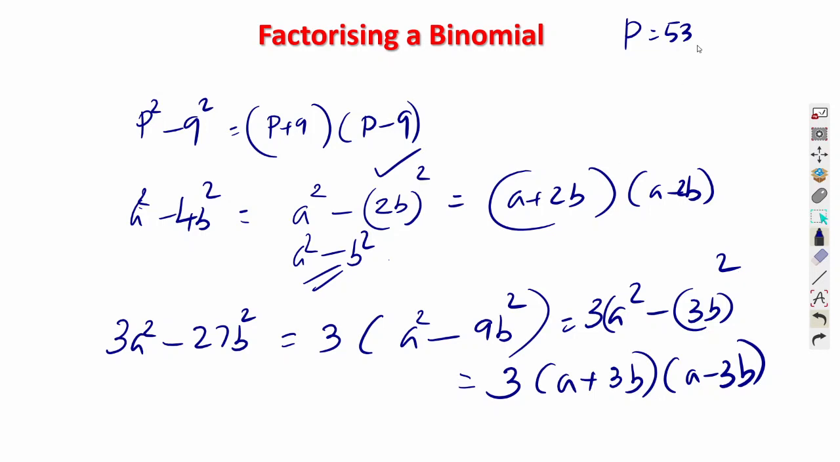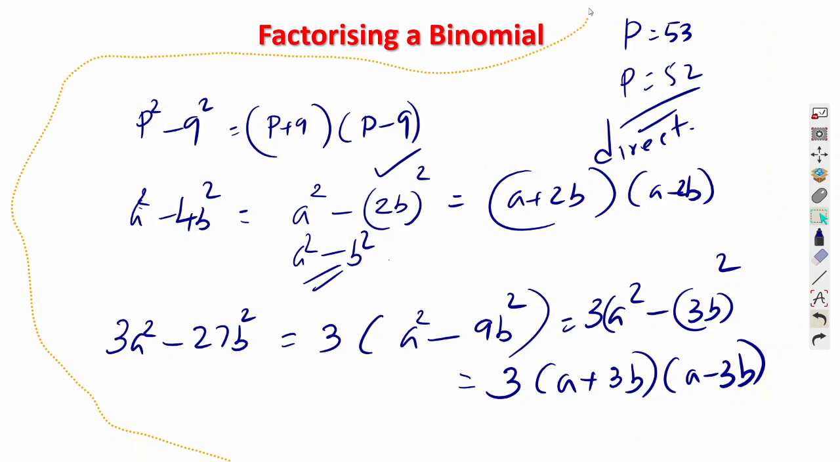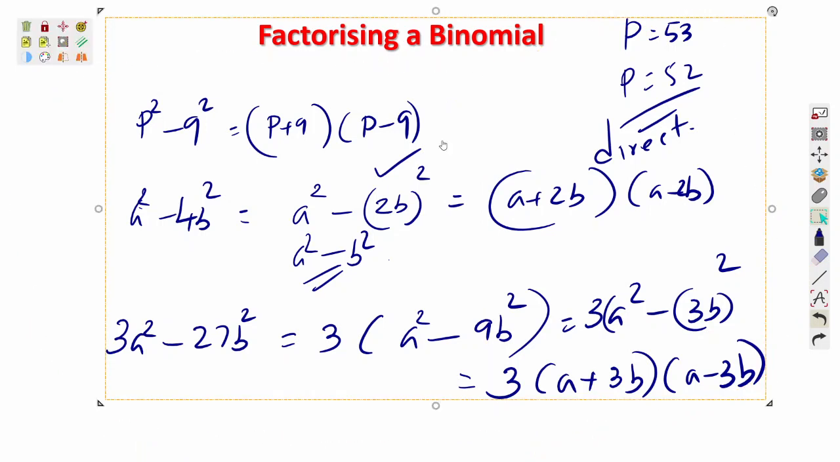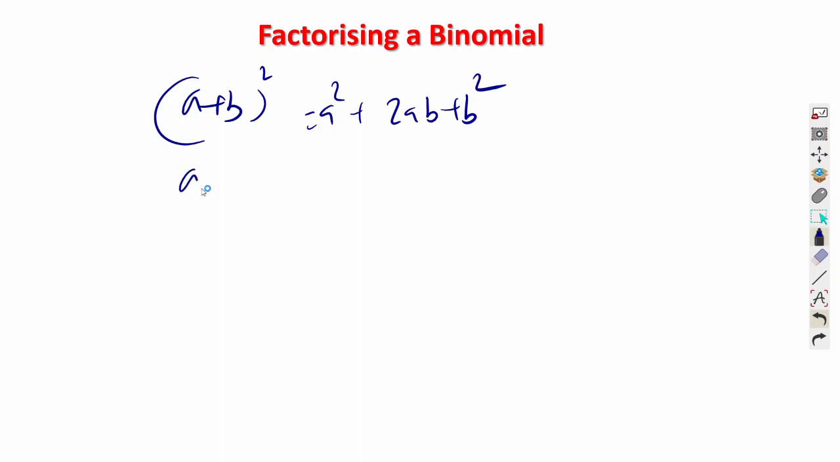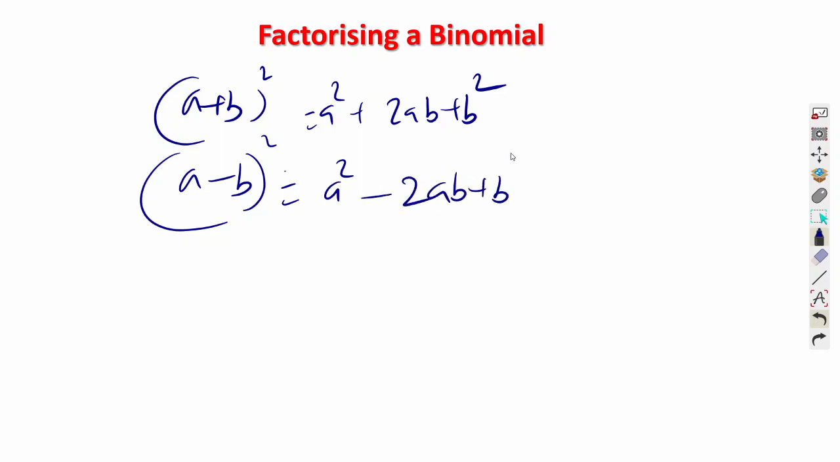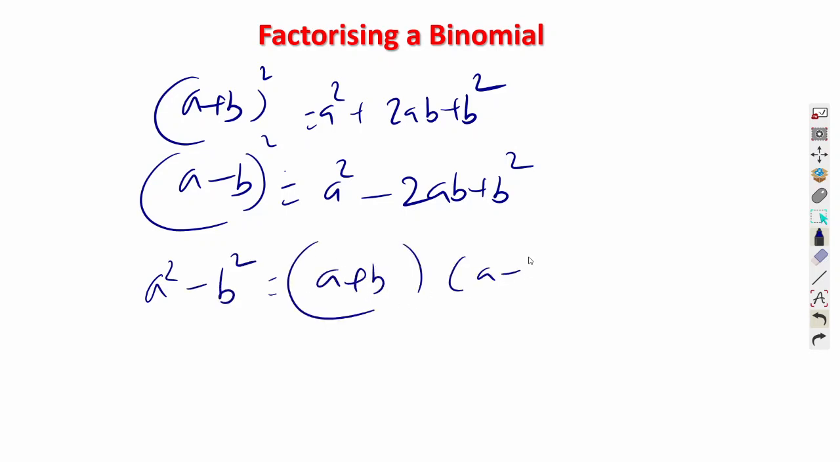Otherwise, problem set numbers 52 and 53 are direct applications of the expansion formulas that you just studied. What are the formulas you studied in the expansion? I will write them once again because this is very, very important in your study of mathematics till 10th standard and further. a plus b whole square is equal to a square plus 2ab plus b square. Learn by heart. a minus b whole square is equal to a square minus 2ab plus b square. Then you learn that a square minus b square is equal to a plus b into a minus b.